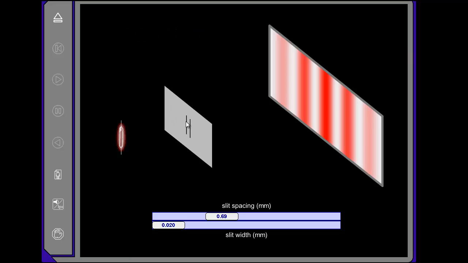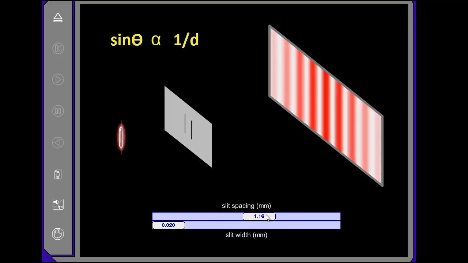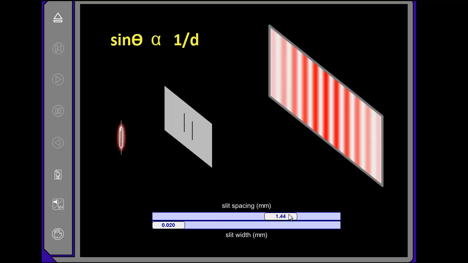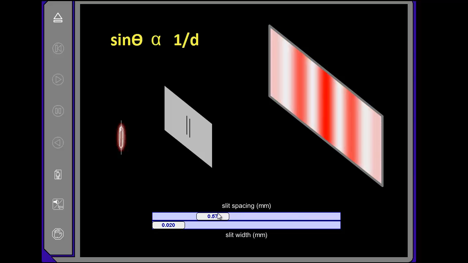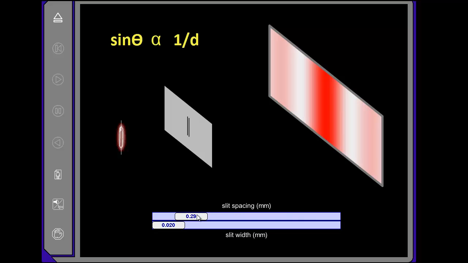Now if I increase the spacing of the slit according to our equation, we should get a decrease in sine theta because we have an inverse relationship. So if the slit spacing gets larger, we see that the pattern squeezes together because sine theta gets smaller. And if the slit spacing gets smaller, the pattern moves apart. Sine theta gets larger.